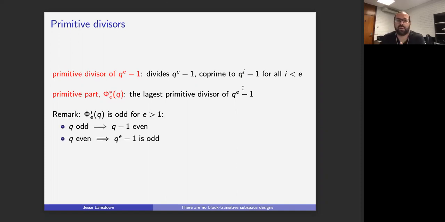Just a quick comment about a property of prime divisors is that they have to be odd when we take e greater than 1. If we took q itself odd, then q minus 1 would be even. And since we're co-prime to anything where i is less than e, that would mean that the divisor must be itself odd. And in the case that q is even, then q to the e minus 1 is clearly itself odd, so any divisors would be odd too.